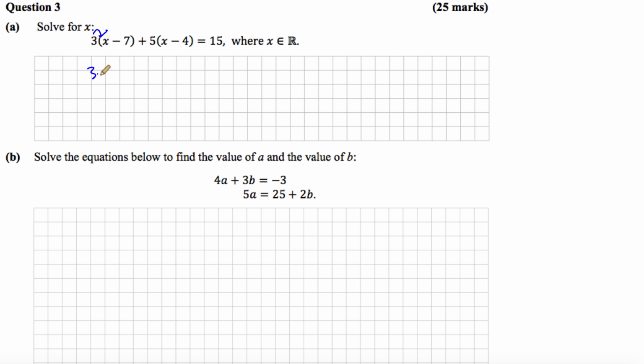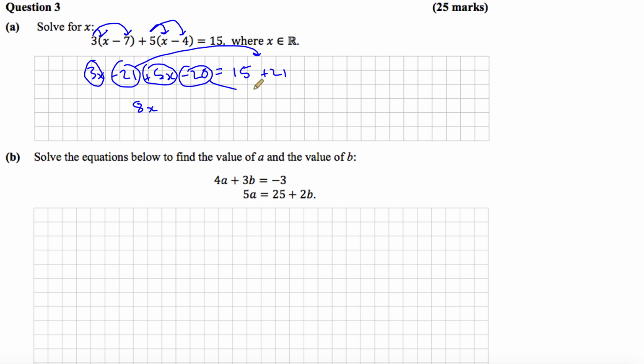So we get 3 by x is 3x. 3 by minus 7 is minus 21. Then we have 5 times the x, which is 5x, and plus 5 times minus 4, which is minus 20. And that's equal to 15. So on the left here we've got 3x and 5x together, that becomes 8x. We're going to bring minus 21 over here, it becomes plus 21, and the minus 20 over becomes plus 20.